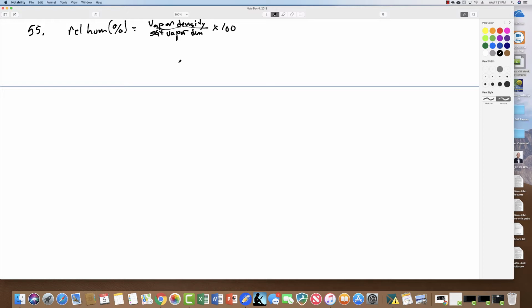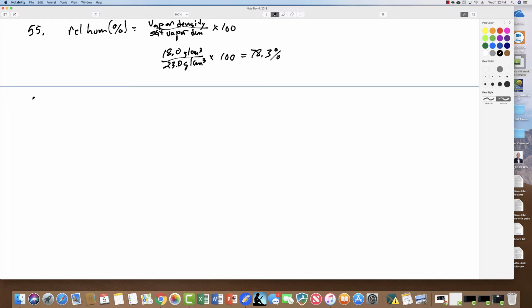So the first question is, what is the relative humidity on a 25-degree day when the air contains 18.0 grams per cubic meter of water vapor? The vapor density they give you is 18.0 grams per cubic meter. If you look up 25 degrees, you'll find that the saturation is 23.0 grams per cubic meter. If you multiply that ratio times 100, you get 78.3% relative humidity.